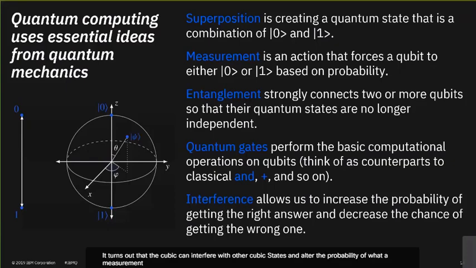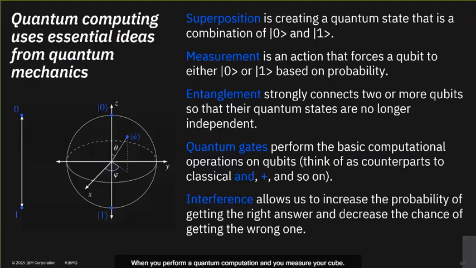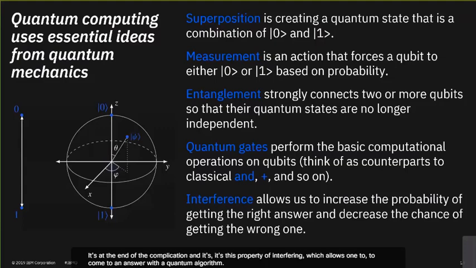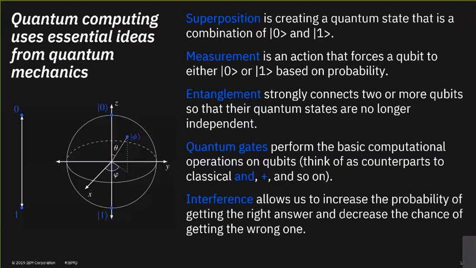It turns out that the qubit can interfere with other qubit states and alter the probability of what a measurement might produce, when you perform a quantum computation and you measure your qubits at the end of a computation. And it's this property of interference which allows one to come to an answer with a quantum algorithm. We'll get into some detail on that. So let's go to the next slide, Brian.